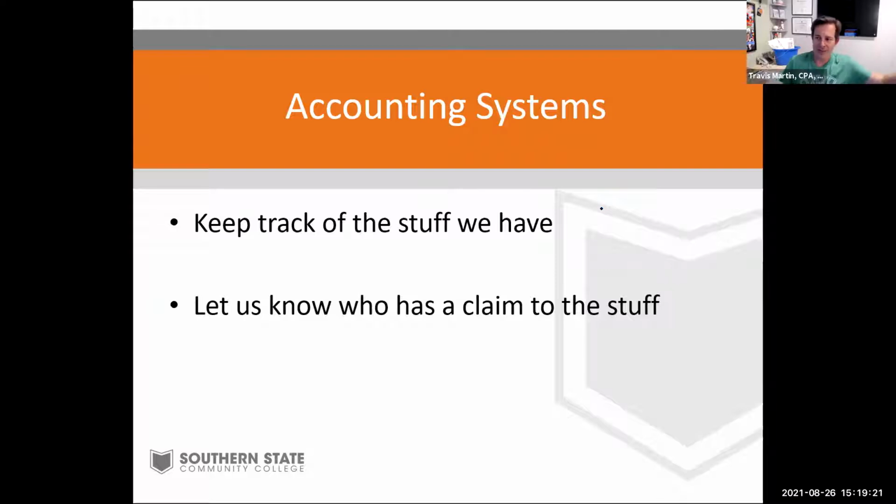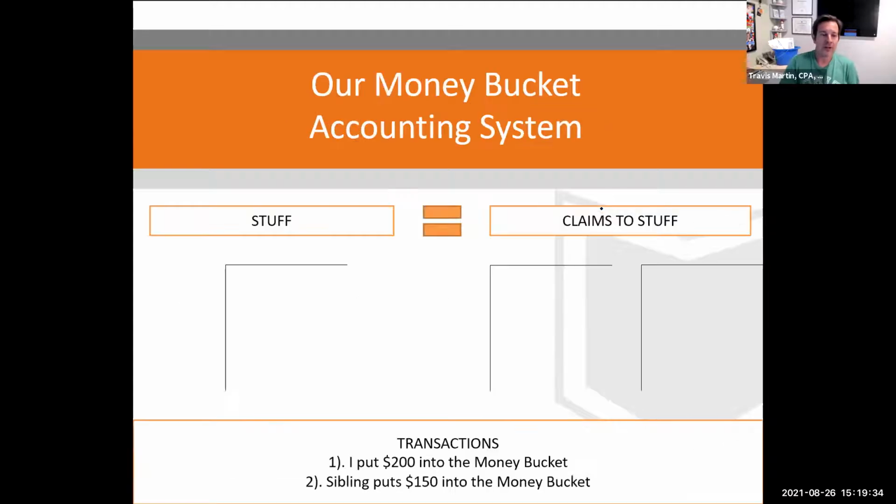Or, you know, a small business like Holtfield Station. The accounting system is designed to keep track of the stuff we have and let us know who has a claim to it. I mean, that's essentially what an accounting system does, and that's what our bucket of money is going to do for us. So, we're going to set up our accounting system. We're going to have stuff on one side of the equation, and we're going to have that be equal to our claims to stuff. Who has a claim to it?